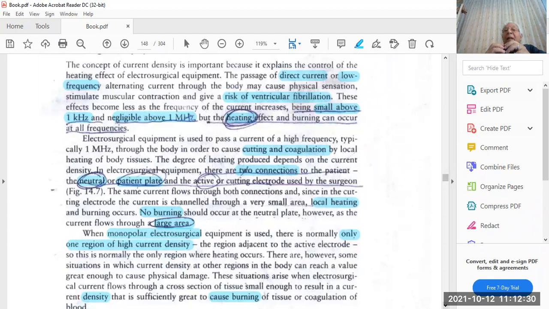But in surgical equipment, we use a frequency beyond this limit in order not to make the patient face an electrical insult causing ventricular fibrillation, so that we can use currents up to 1 megahertz, which produce negligible effect on the incidence of ventricular fibrillation. But at the same time, this current is capable of causing heating, and this is the purpose of using such equipment.